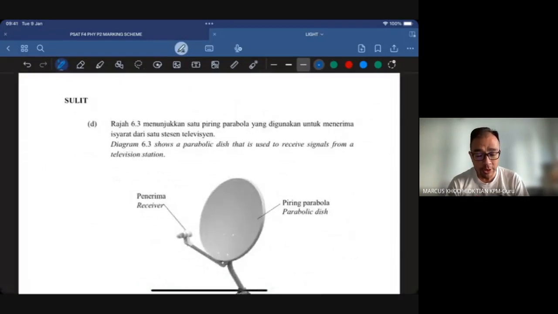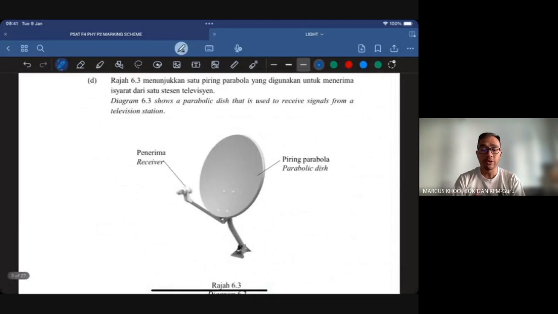Diagram 6.3 shows a parabolic dish used to receive signals from a television station. We see this, not just parabolic dish, this is the standard one. This is the one that we see for Astro. Even a satellite dish is also the same application.